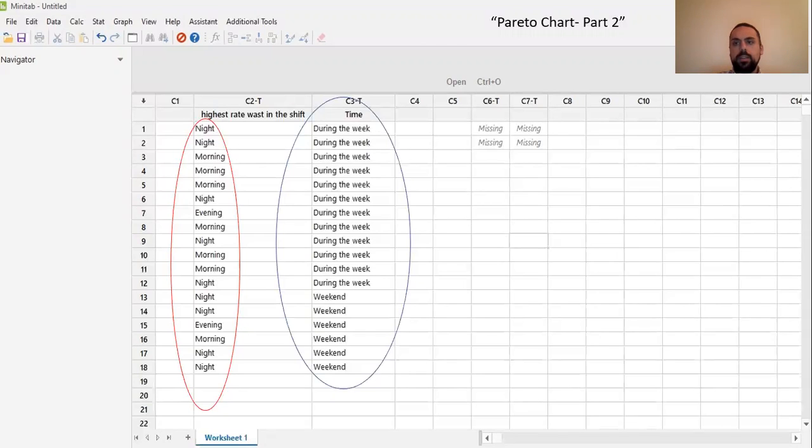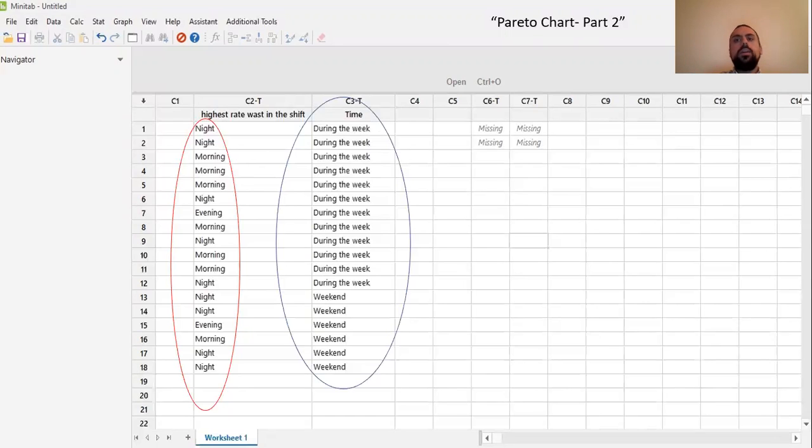I would receive them and enter them in Minitab. For instance, the first day, at the night shift, I have the highest rate of waste. In the second day, at the night shift, I had the highest rate of waste. And the third day, in the morning, I had the highest rate of waste.